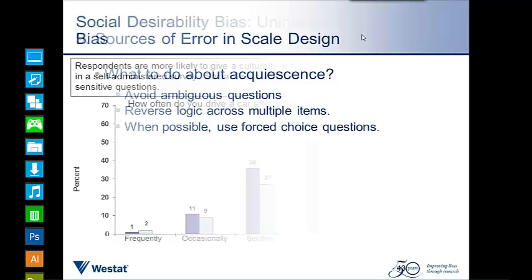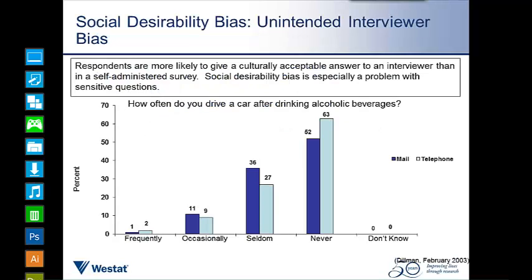The next area is social desirability bias. And this is the idea that people give sort of socially acceptable responses, and particularly more so to an interviewer than in a self-administered survey. And this can arise with questions like asking about how much money you earn, how much do you weigh, do you use alcohol and drugs.